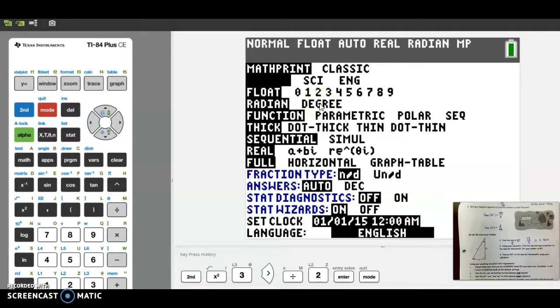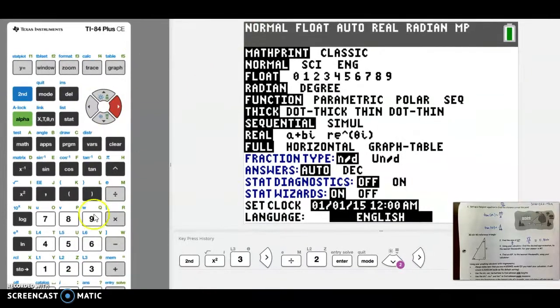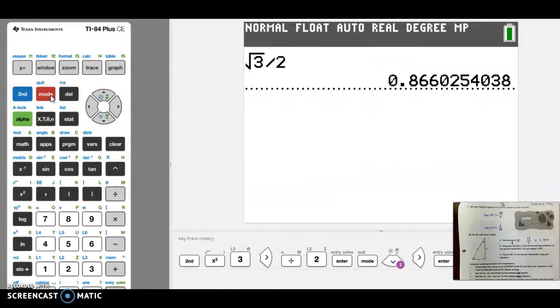Now when you do regular math like 3 plus 2 or 8 divided by 4, it does not matter what mode you're in. It only matters when you do trig. So you're going to scroll down and to the right and highlight degree and press enter. My enter is down here. So now it's in degree mode. Now to get out of this, do you see quit above mode in blue? If you just press second mode, you'll get out of that screen.